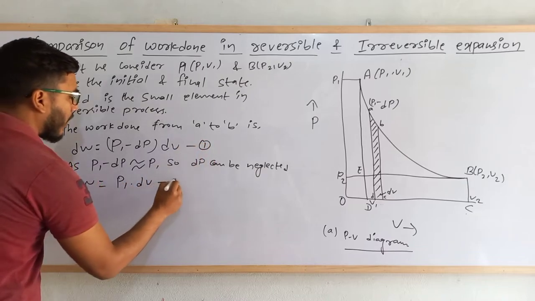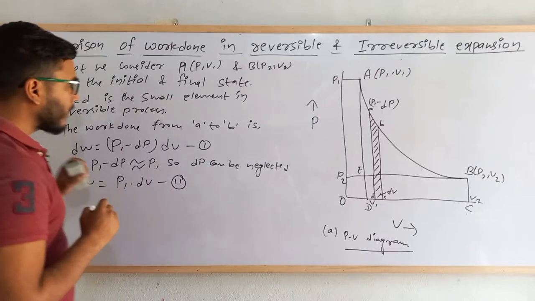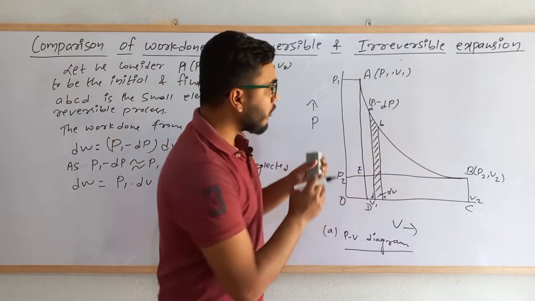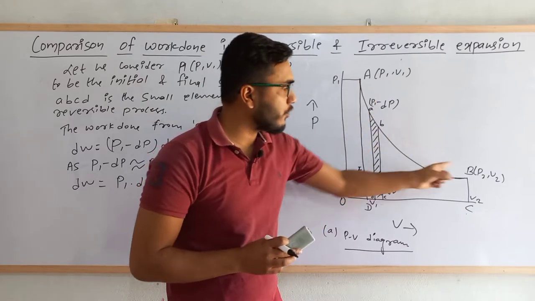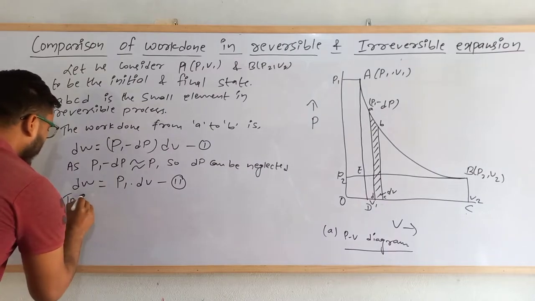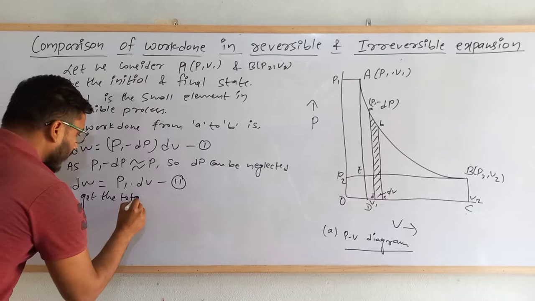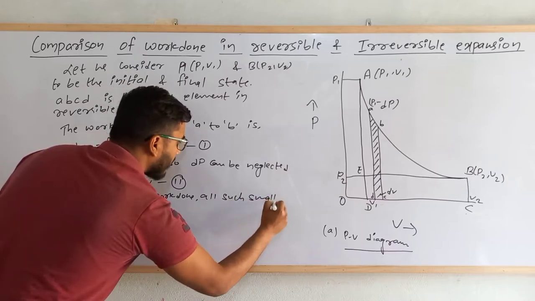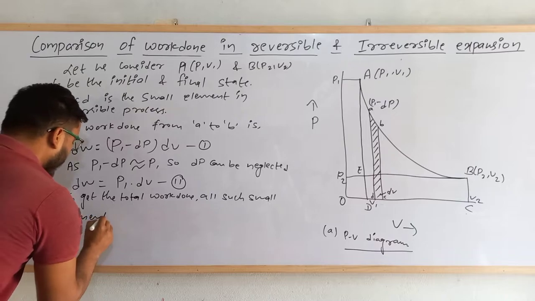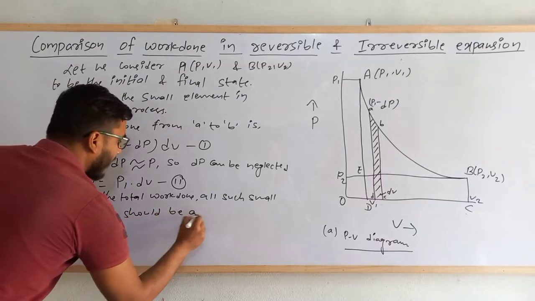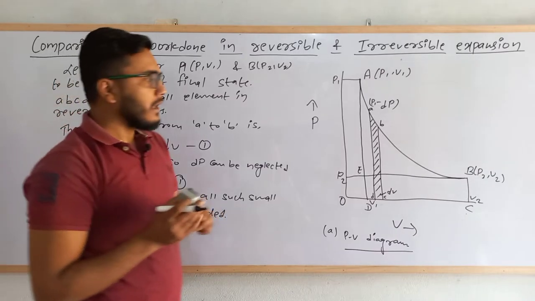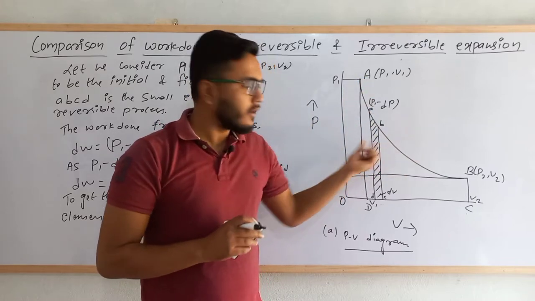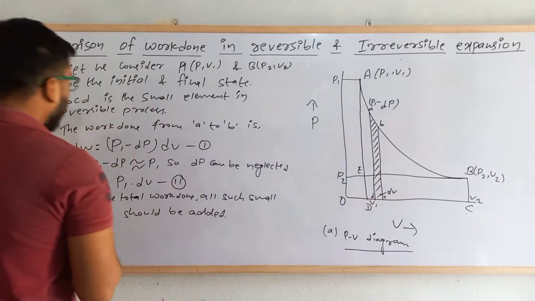Let us consider it to be equation number 1 and this to be equation number 2. This is the work done from A to B. But to find the work done from this capital A to capital B, we need to add all such small elements from here to here, right? To get the total work done, all such small elements should be added. Now, how do we add that? Mathematically, to get the whole value, we integrate the small work done from the volume V1 to V2. So, integrating, let me erase this portion.